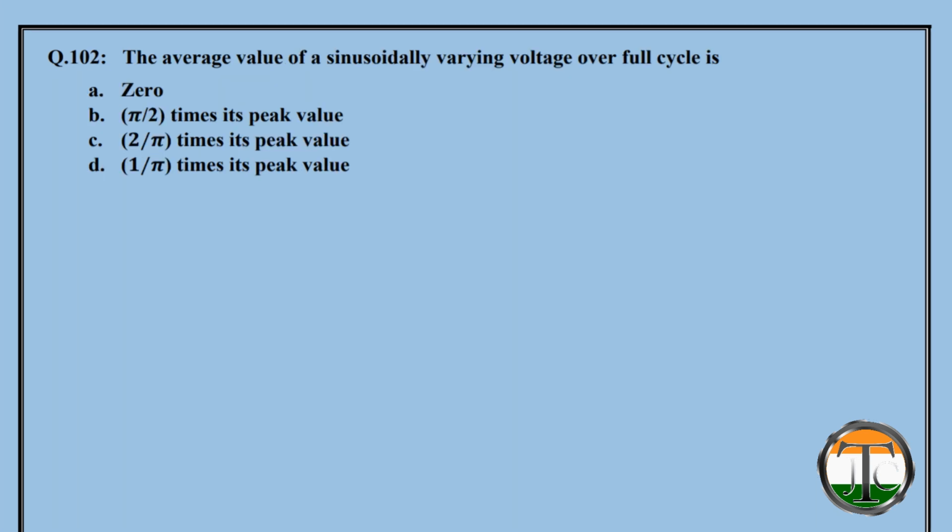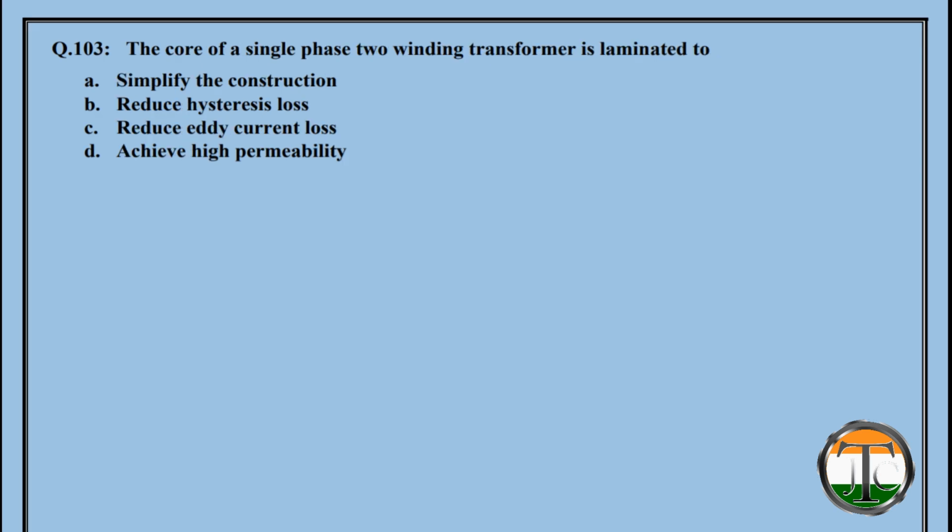The next question is 102. The average value of a sinusoidally varying voltage over a full cycle is: option A, 0; option B, pi by 2 times its peak value; option C, 2 by pi times its peak value; option D, 1 by pi times its peak value. Your answer is option A, 0. The average value of a sinusoidally varying voltage over a full cycle is 0. So option A is the right answer.